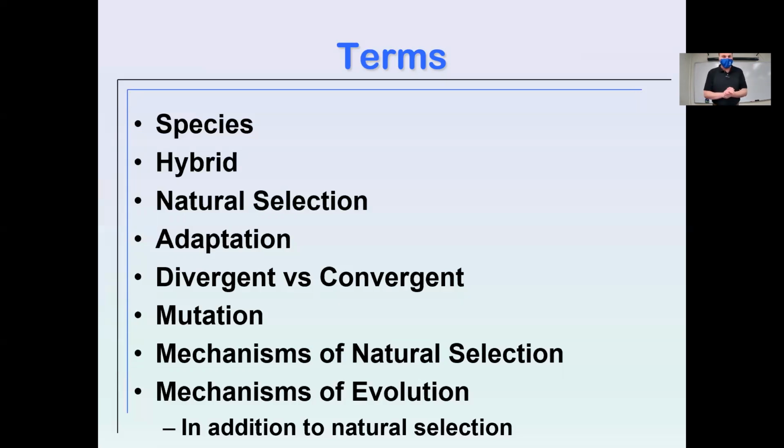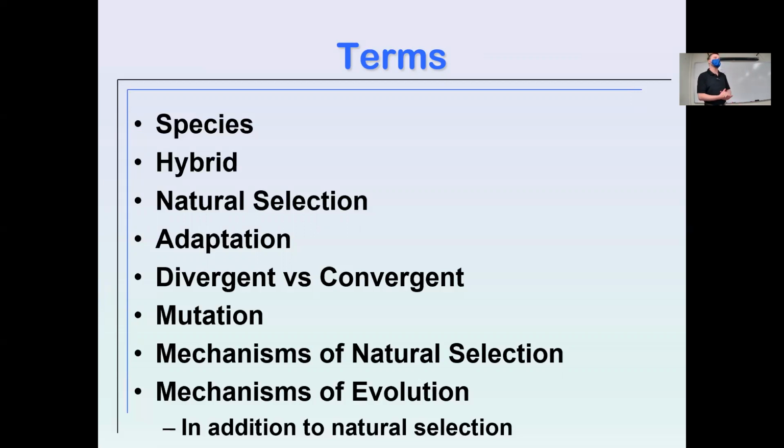Okay. We talked a little bit about divergent versus convergent. Convergent is where we talked about flight, where different species have figured out how to fly even though they came from different ancestors. That's convergent. Whereas divergent is more like the okapi and the giraffe going in different directions.